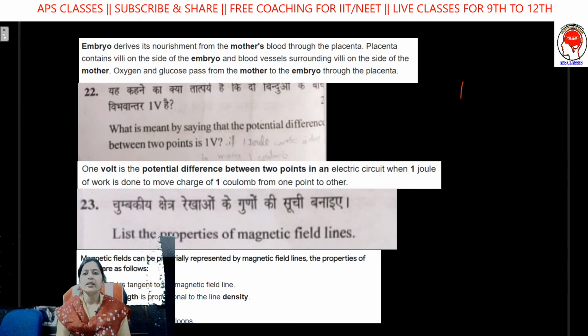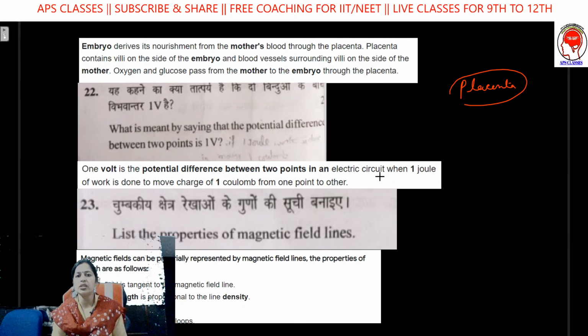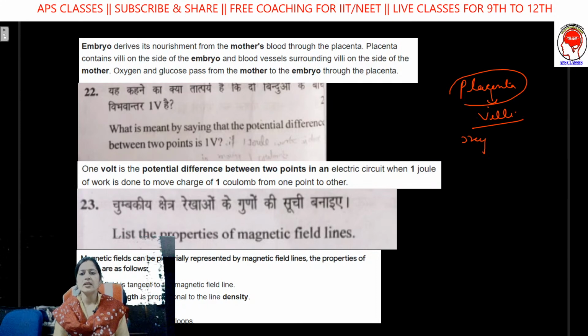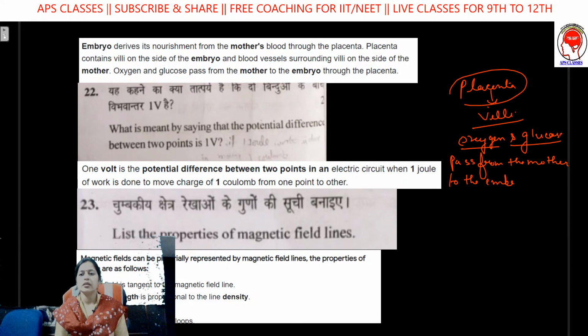The embryo gets nourishment inside the mother's body from the mother's blood, and that is with the help of the placenta. And the placenta contains villi that are finger-like projections on the side of the embryo, and blood vessels surround the villi on the side of the mother. After that, oxygen and glucose pass from the mother to the embryo through the placenta.